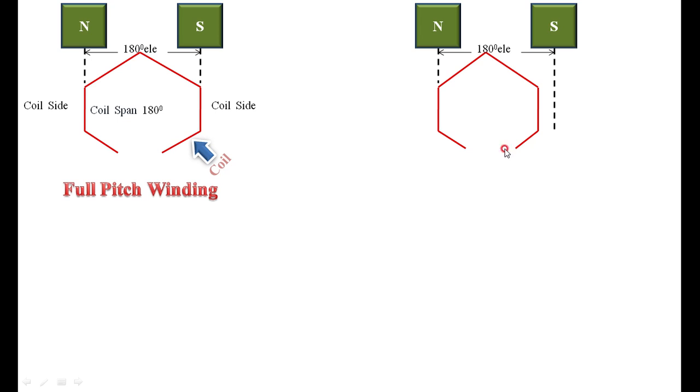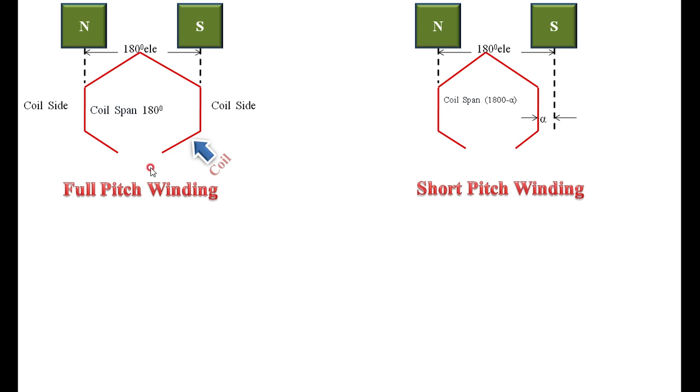The difference between a full pitch winding and a short pitch winding is that in a full pitch winding, the coil span is 180 degree. That is, the angle between the two coil sides is 180 degree. But in a short pitch winding, the coil span is less than 180 degree. It is shortened by an angle alpha. Therefore, here the coil span is not 180 degree, it is 180 minus alpha. Whereas in this other case, you can see the coil span is 180. Therefore, this winding is known as short pitch winding.